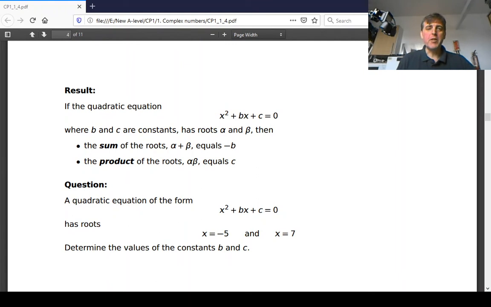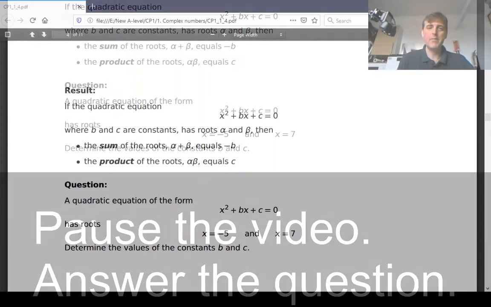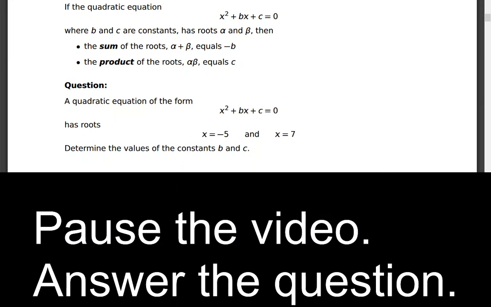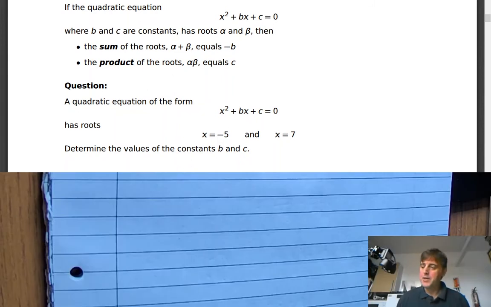So let's see if we can make use of this fact to form a quadratic equation, given that we know the roots. There's a question on the screen. Pause the video, have a go, and restart when you think you've got an answer. Okay, let's see how we get on.